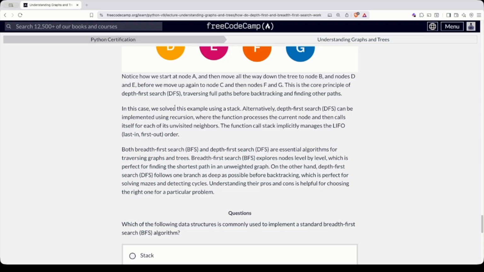In this case, we solved this example using a stack. Alternatively, depth first search can be implemented using recursion, where the function passes the current node and then calls itself for each of its unvisited nodes. The full call stack implicitly manages the LIFO, last in first out, order.